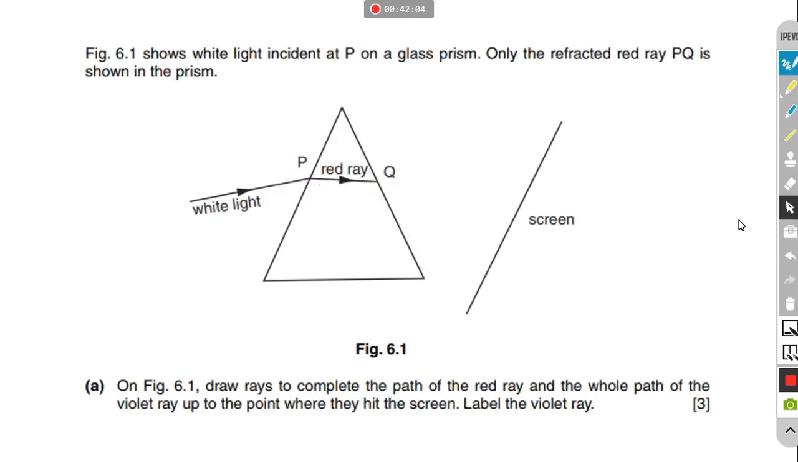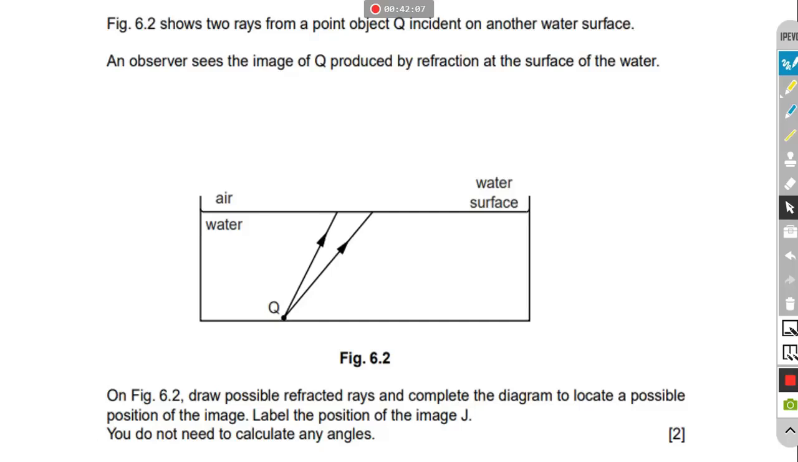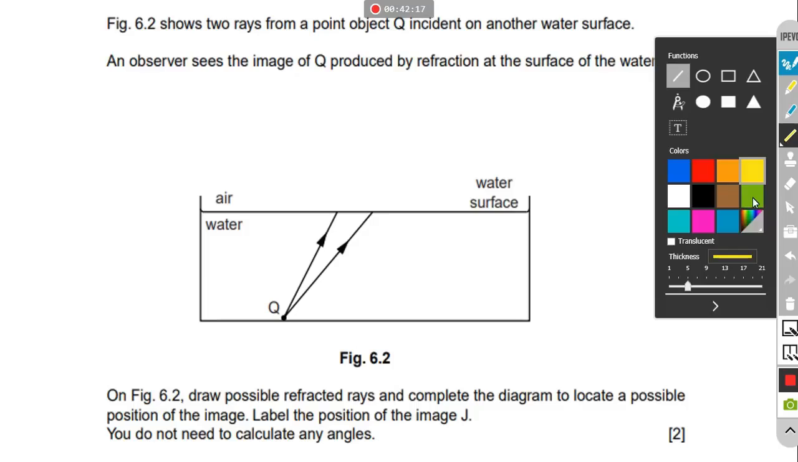Alright, next thing. Now this time we need to do refraction and find the position of the image formed by refraction. So let's start by drawing the refracted rays. We can start by drawing the normal, first normal and another one. And then the refracted, we have options either to go straight towards the normal or away from the normal. Now the option is of course away from the normal because it's going from water to air, from high density medium to low density medium.